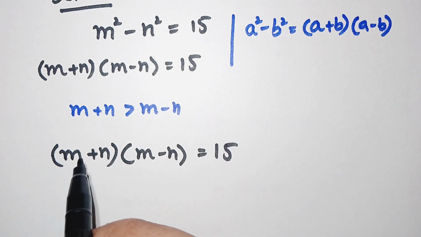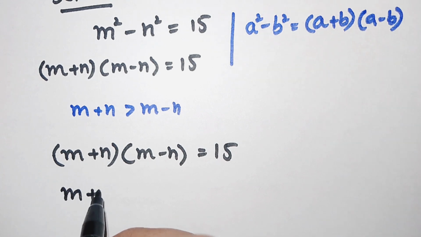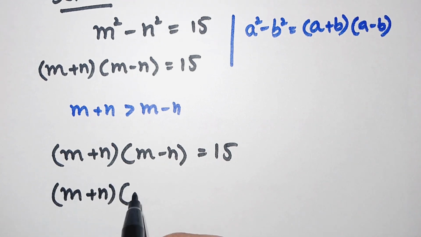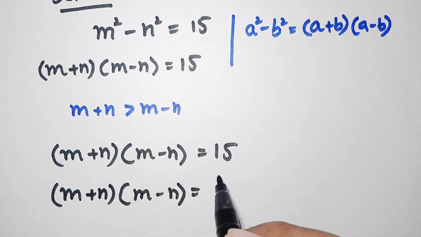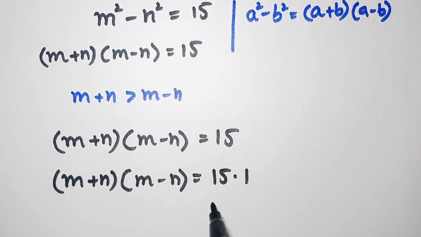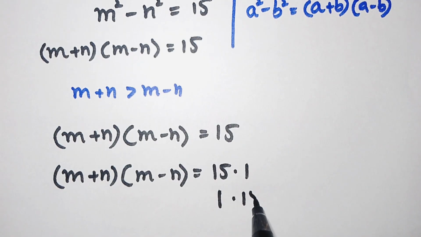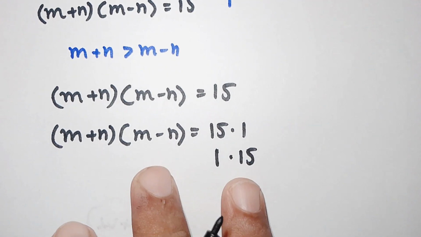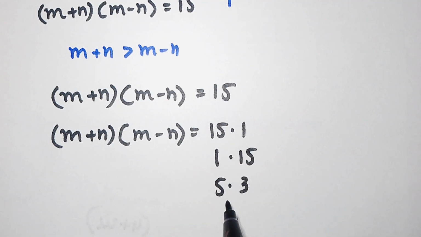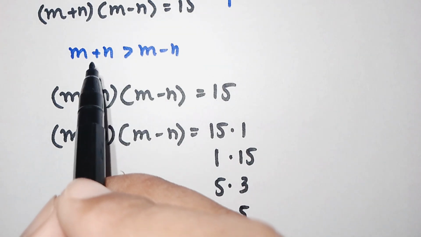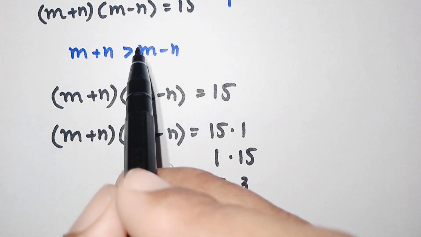So in the next step, m plus n times m minus n is equal to 15. This 15 is equal to 15 times 1, and also 1 times 15, and we also know that 5 times 3 is equal to 15, and also 3 times 5 is equal to 15. Now keep this condition in mind, that m plus n is always greater than m minus n.